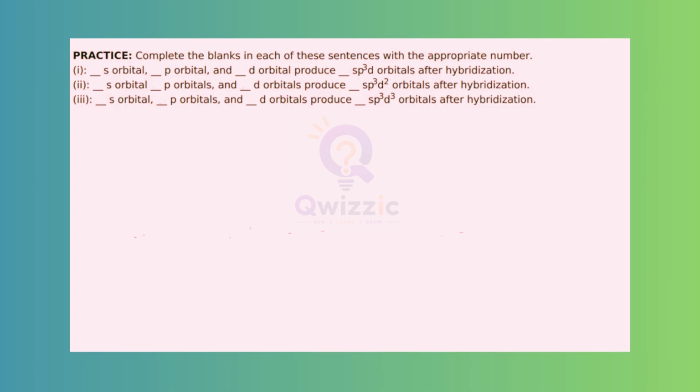Alright, hi everyone. So for this question, let's complete the blanks in each of these sentences with the appropriate number. So here we're talking about hybridization, right? And specifically, when orbitals undergo hybridization, the type and number of each type of orbital is, of course, going to determine the type and the number of hybrid orbitals formed. So that sounded like a mouthful, right?